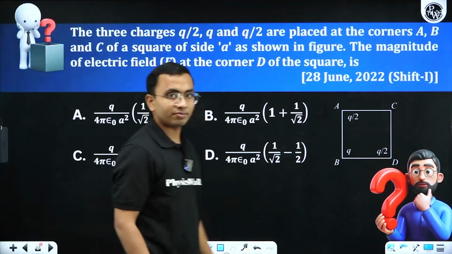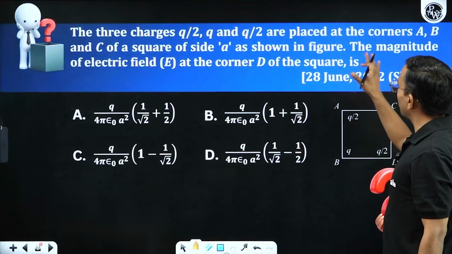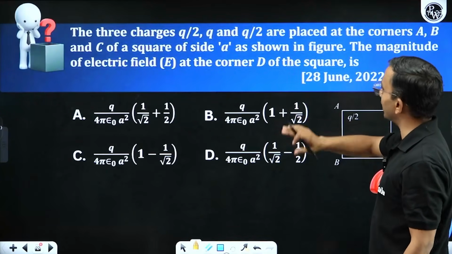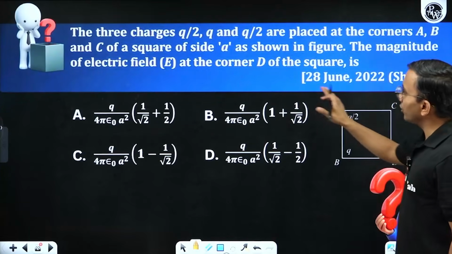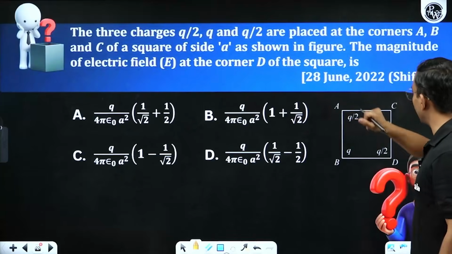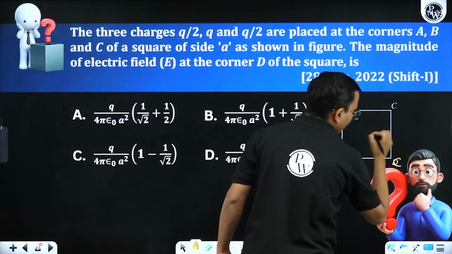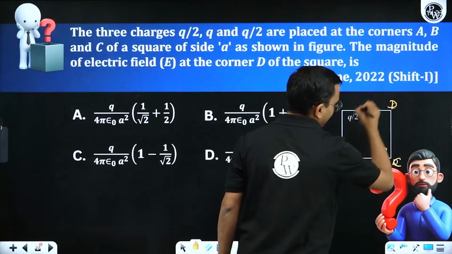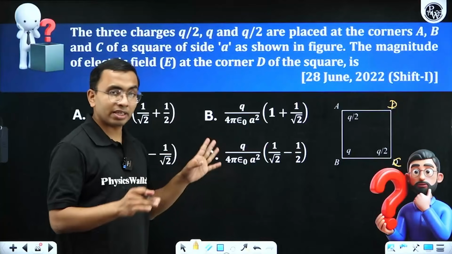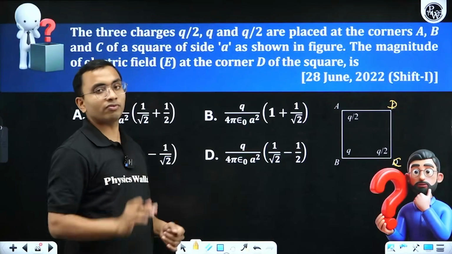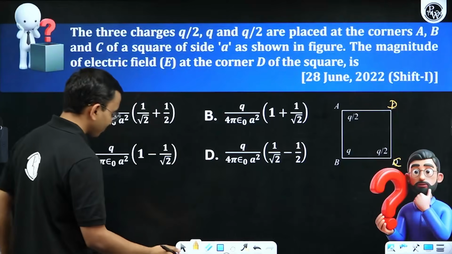Coming to the questions. Three charges q by 2, q and q by 2 are placed at corners A, B and C of a square of side a as shown in the figure. The magnitude of electric field at corner D is... Okay, so I think this should be C and this corner is D. Three charges are there. Previously there were four charges and we had to find the force on one of them. Now here three charges are there, we have to find the electric field at one of the points.